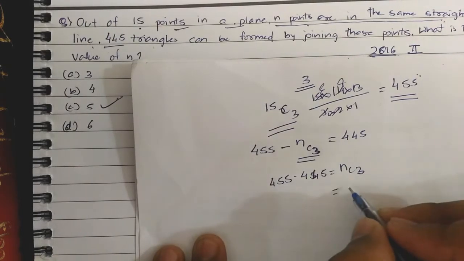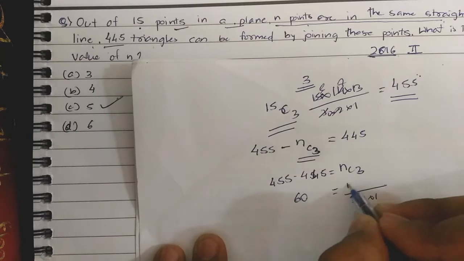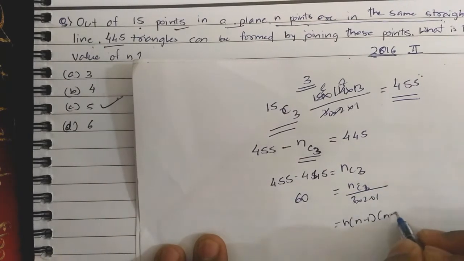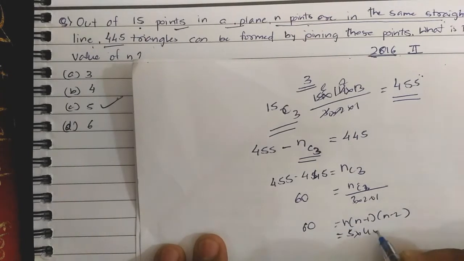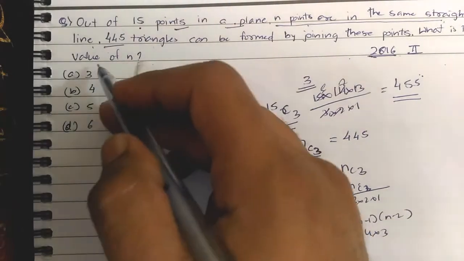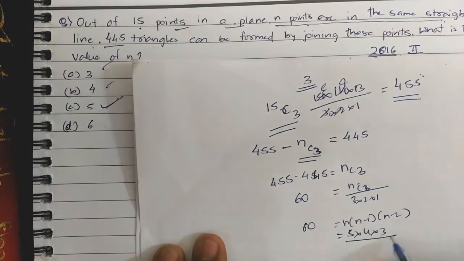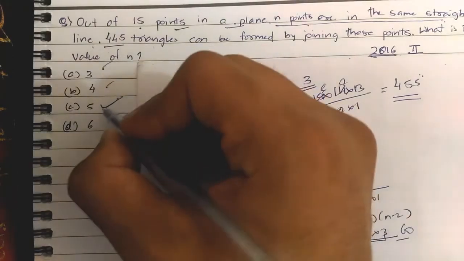So nC3 means n into n minus 1 into n minus 2 by 3 into 2 into 1. So 60 is equal to n into n minus 1 into n minus 2. This value will give us 5 into 4 into 3. You can also substitute the options and check. So 5 into 4 into 3, 5 4s are 20, 20 3s are 60. So 5 is the right answer.